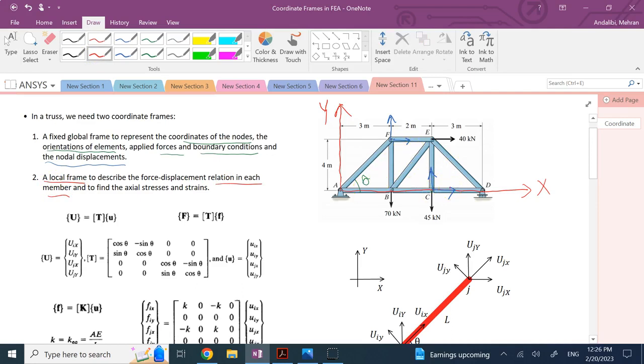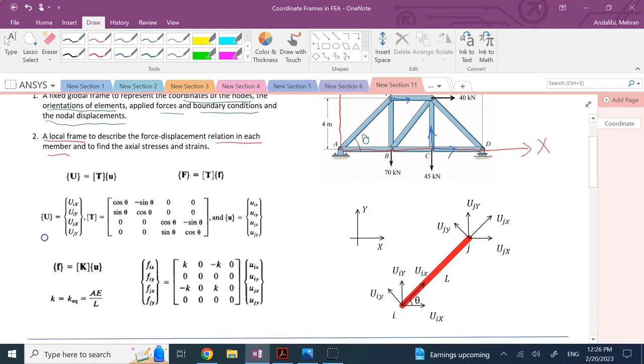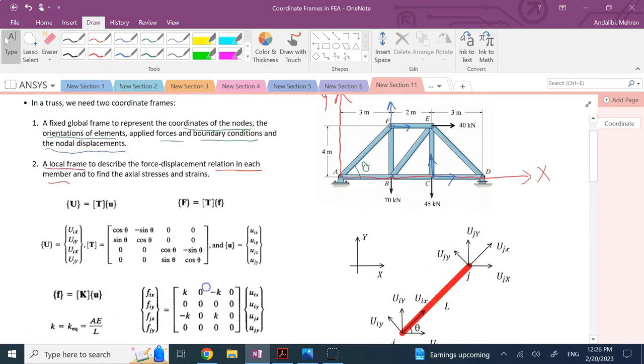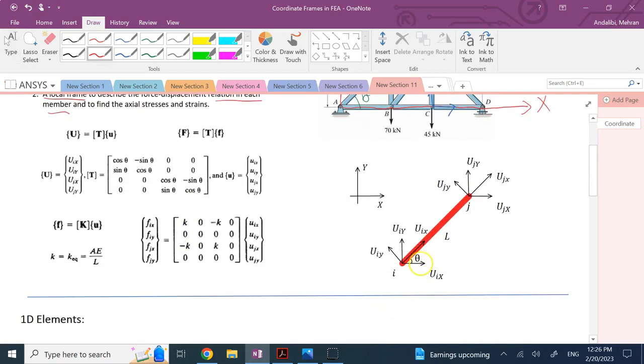Now, how would you show the local frame, and why do you need that? Let's take a look at this picture. This is a member, for example AF, at arbitrary angle theta with respect to the global x. And the nodal displacements for the two nodes of the member, I and J, are shown by U_IX and U_IY and U_JX and U_JY, where X and Y are written in capital letters to show that they are measured with respect to the global frames.